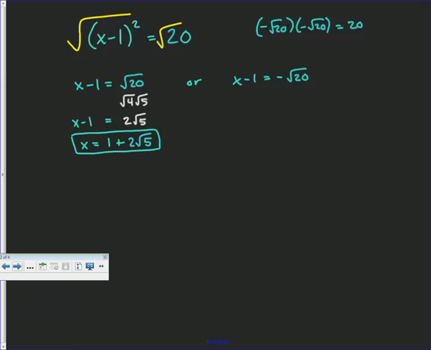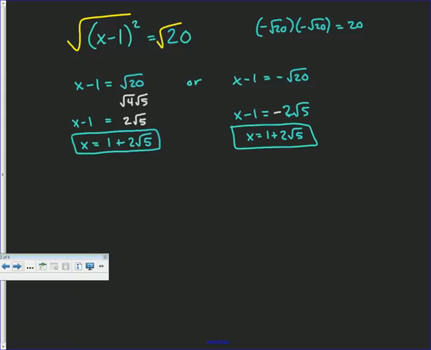Over on the other side, we're going to have exactly the same steps. The square root is going to reduce exactly the same, except this time, of course, it would be a negative value. And so I would write negative 2 square root 5. When I add the 1, the only difference is that I would have x equals 1 minus 2 square root 5.